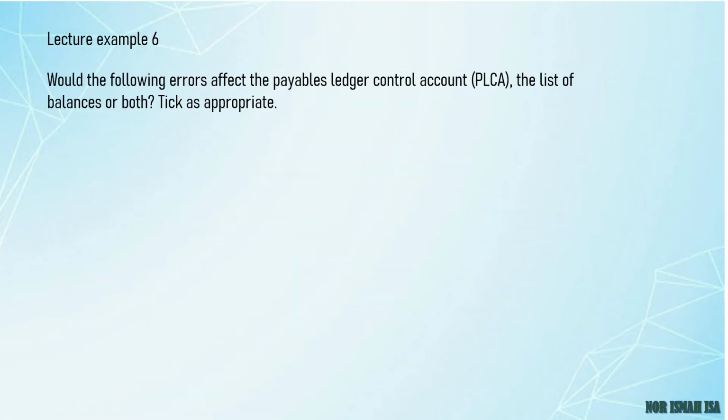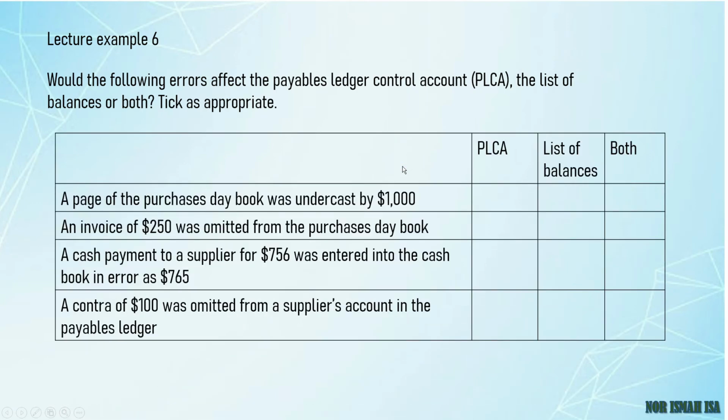Next lecture example 6. What would the following error affect: the payable ledger control account, the list of balances, or both? So this is one where you need to identify where the mistake occurred. Tick as appropriate. The first one is a page of the purchases table is undercast. So this is incurred in the payable ledger control account. Whereas an invoice of 250 was omitted from the purchase day book.